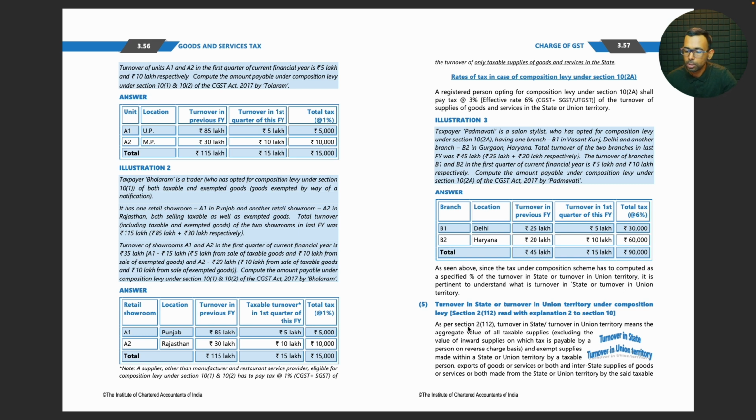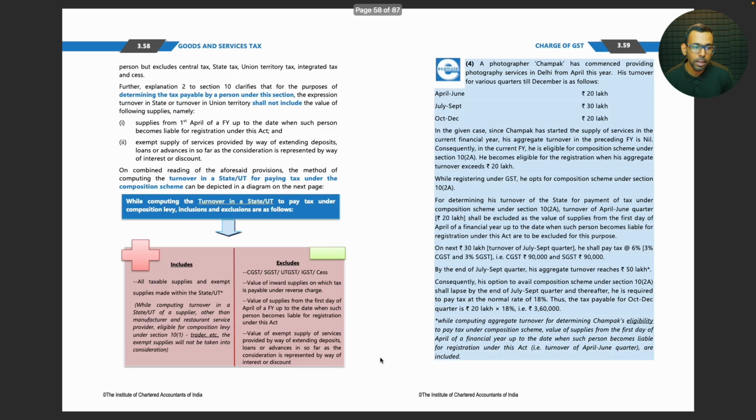Okay, section 2 clause 112. Turnover in state, turnover in union territory. Turnover in state or union territory means the aggregate value of all taxable supplies excluding values of inward supplies which is chargeable under reverse charge, and exempt supplies made within all taxable supplies and exempt supplies by a taxable person, export of goods or services or both, and interstate supplies of goods or services or both made from the state or union territory by the said taxable person but excludes the GST amounts.